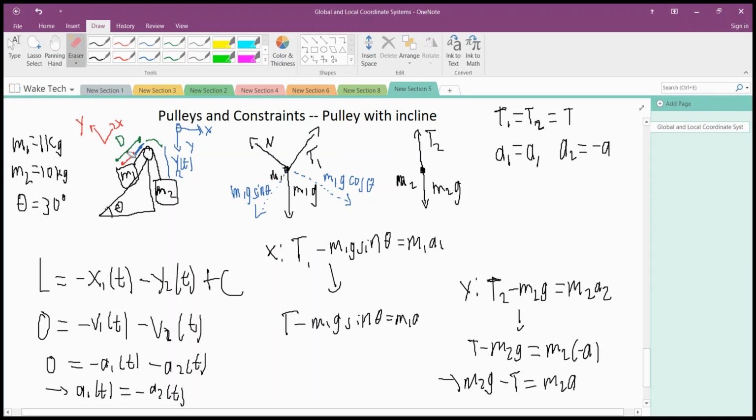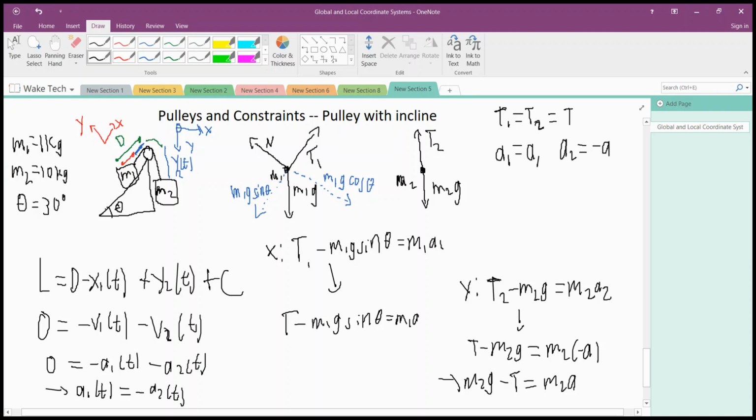Is there anything else to worry about? No, there isn't, because I made my origin right here. So my x position is always going to be positive because it's to the right, and my mass will always be to the right of that origin. So it really is just d minus my x coordinate. So the length then becomes d minus x1 of t. All right, how about the y direction? Well, the y direction, now it's positive going down, and the length of my rope will just be my y coordinate. So I get plus y2.